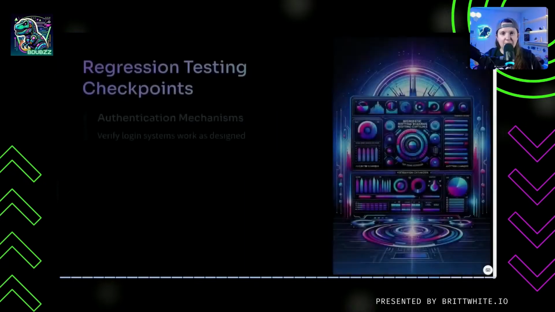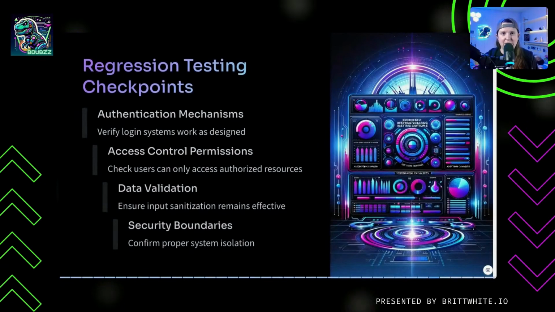Regression testing is absolutely crucial for maintaining your security posture whenever you make any system changes. This is like doing a full safety check after renovating your house. Every time we update or patch our systems, we need to systematically retest everything to make sure our existing security controls and functionality haven't been accidentally broken in the change. When we're looking at regression testing for security, several critical checkpoints need verification after any system changes.